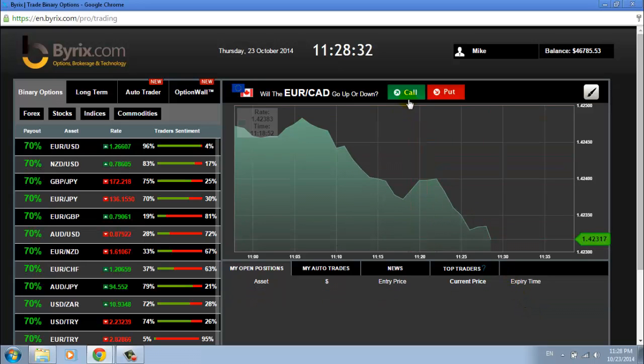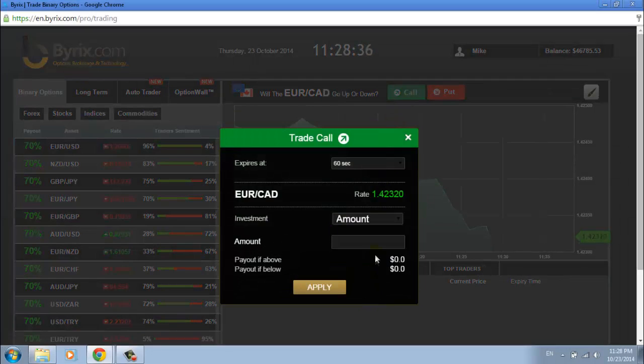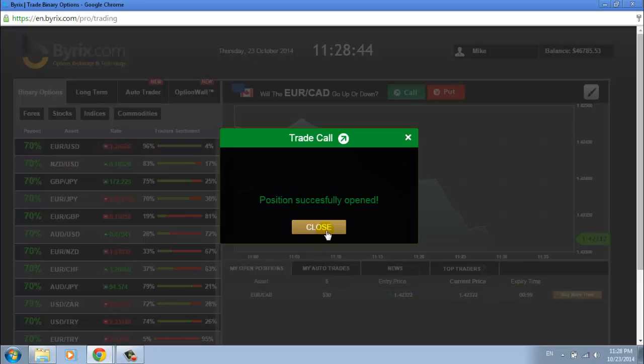So it was unprofitable trade. We click on the green button once again. Now we're going to choose a different amount. We're going with the same direction, just with $30. You see that the payout is 51. Click apply.